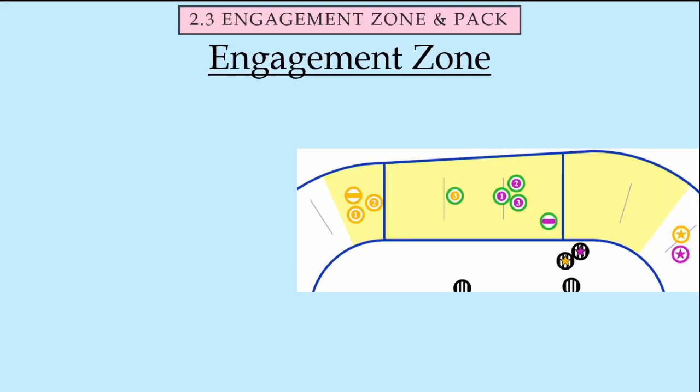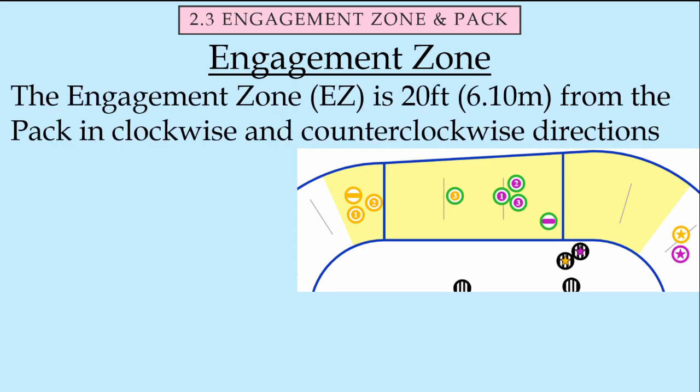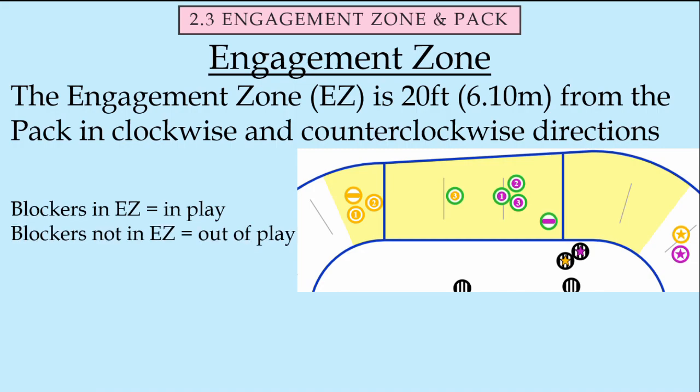So now that we've covered the pack, let's move over to the engagement zone. So the engagement zone is 20 feet from the pack in both directions. So you can see the pack skaters here. The engagement zone extends 20 feet from the pack in both directions. The engagement zone is what's considered in play, and so if a blocker is not in the engagement zone, they are out of play.